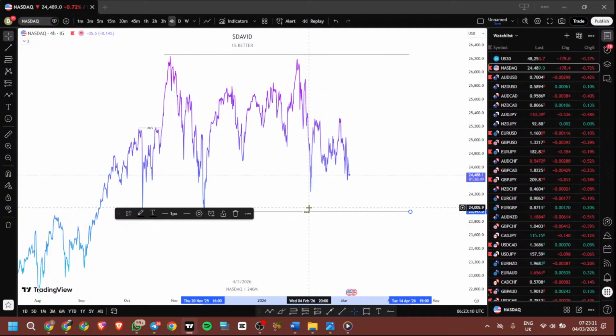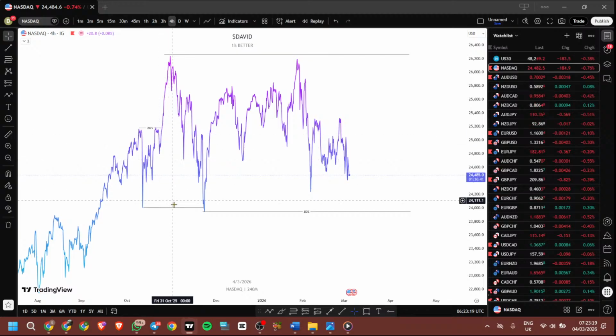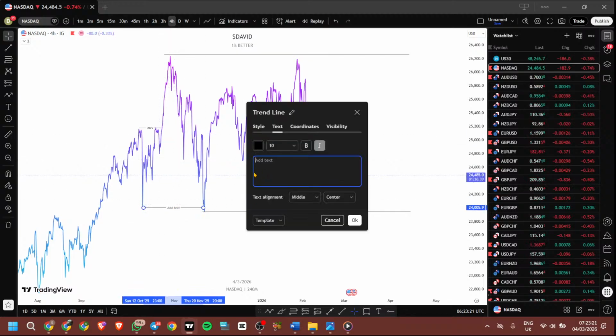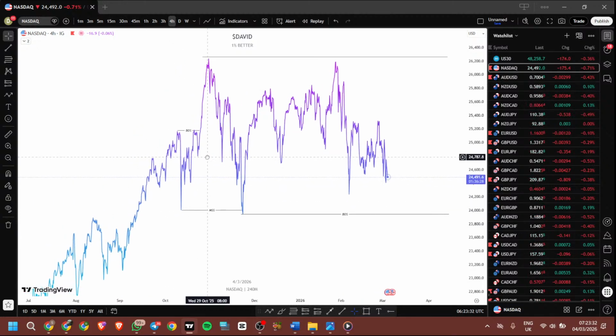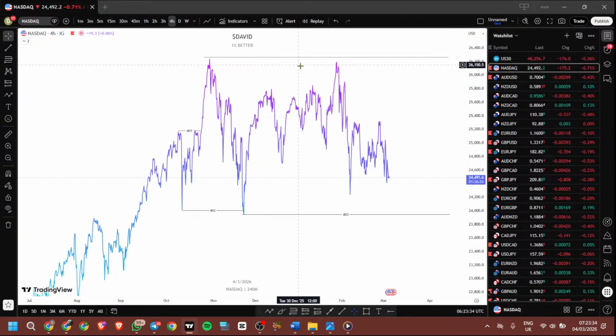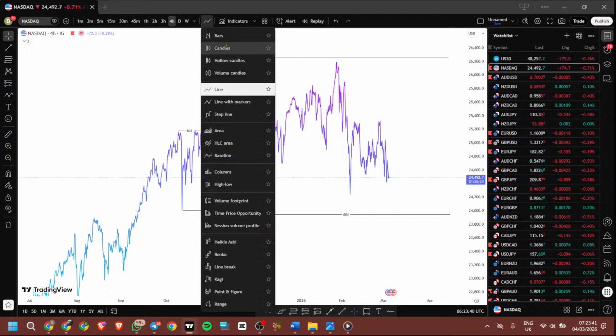Sorry. Why this will be a market structure shift. Okay. So let's go back to our candles.